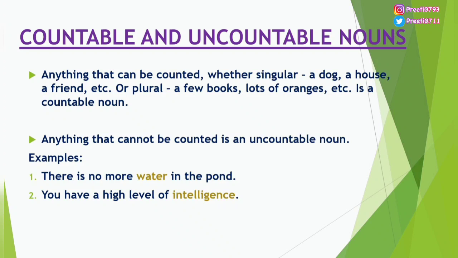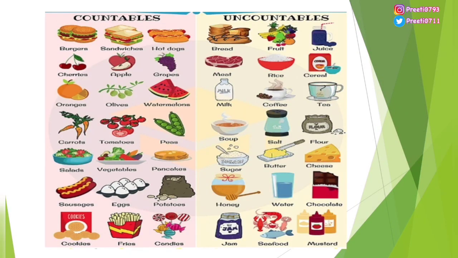Okay, then the second type is uncountable noun. As the name itself is suggesting, these are uncountable, meaning that they cannot be counted. For example, there is no more water in the pond, so we cannot count the water in the pond. You have a high level of intelligence, so intelligence cannot be counted. That is why these are under the category of uncountable noun. Now looking at this image given on our screen, we can easily differentiate between the nouns which will come under the category of countable or uncountable. Under the category of countable, we have nouns like burgers, apples, tomatoes, salads, pancakes, eggs, whereas under the category of uncountables, we have milk, butter, water, cereals, rice, fruits.